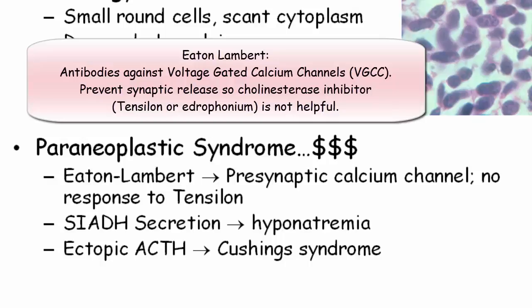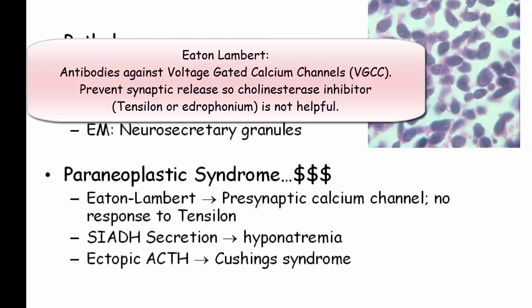Compare and contrast that with myasthenia gravis, where antibodies form against the acetylcholine receptor. Increasing the amount of acetylcholine with a cholinesterase inhibitor such as Tensilon or edrophonium will result in improvement in motor function in patients with myasthenia, but not in Eaton-Lambert. In Eaton-Lambert, the defect is the presynaptic channel. Tensilon has no effect as acetylcholine is not released into the synapse.